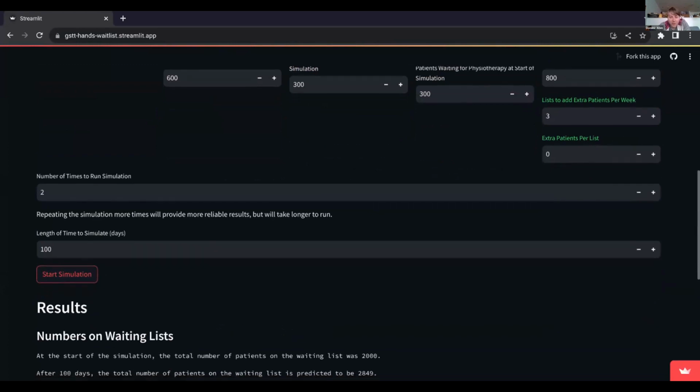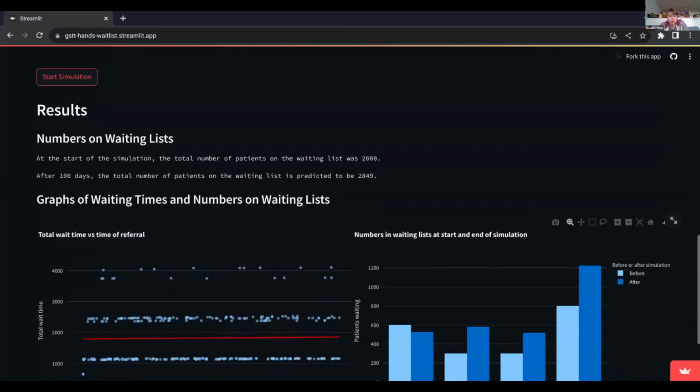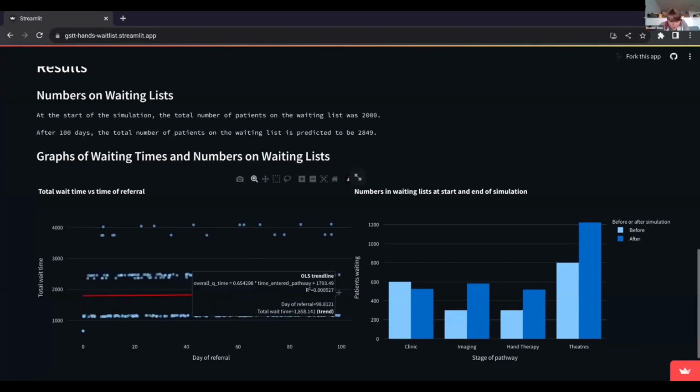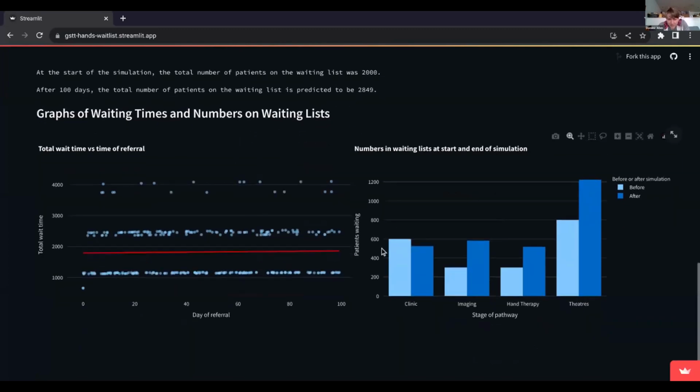So this is the sort of default position as we started. So you can see we start with 2,000 patients on the waiting list. We run the simulation for 100 days, and at the end of that, we've got nearly 3,000 patients waiting. You can see on this graph here, this red line is the waiting time per patient, which has got steadily higher over that time, going up from about 1,700 to about 1,800 days. And you can see the numbers in the waiting lists here, and this is a nice interactive graph that you can hover over as well, showing different people waiting at each stage of the pathway.